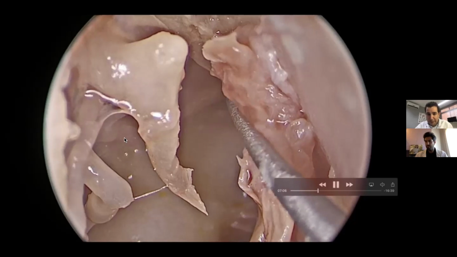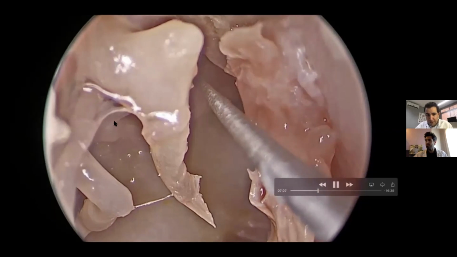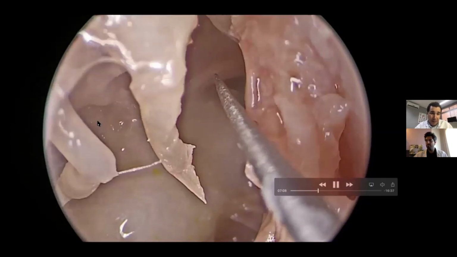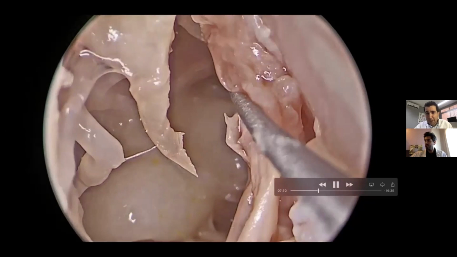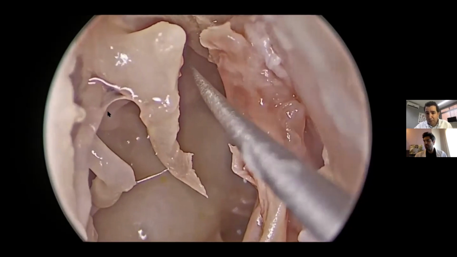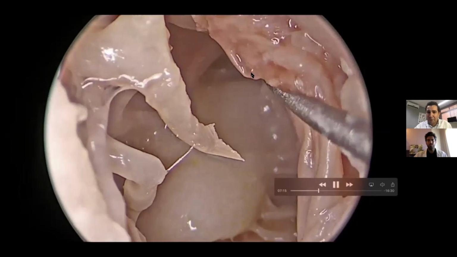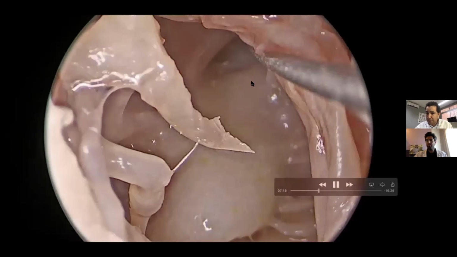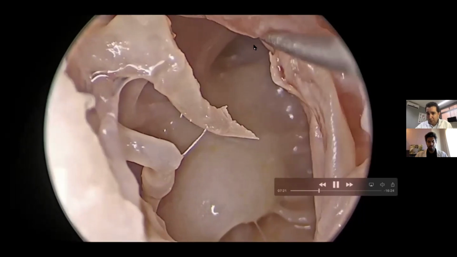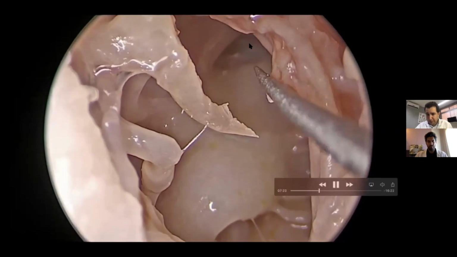Okay, so we can see the tympanic isthmus. The tympanic isthmus in this specimen is completely open. Probably he or she did not have problems. And then we can see the protympanum. The protympanic area is very, very important because you have some important structures here. And one of the most important structures is the eustachian tube.